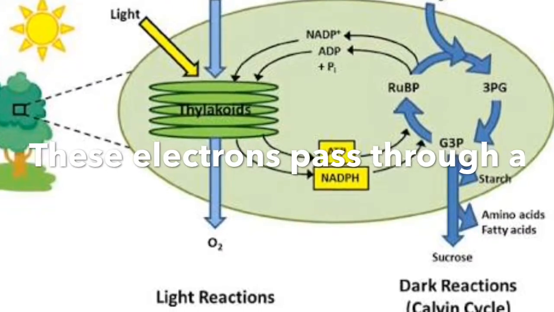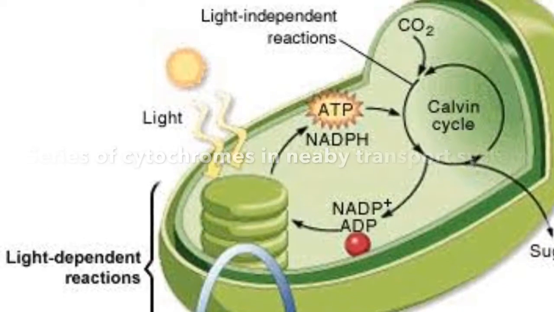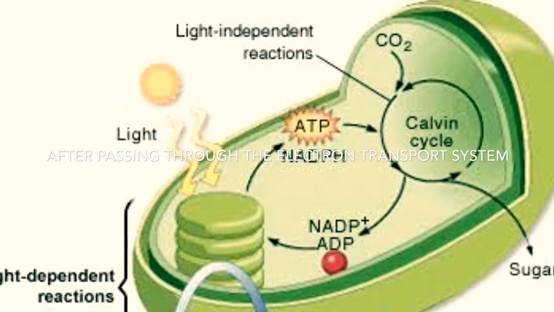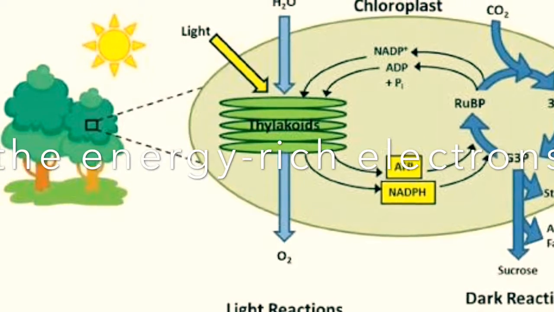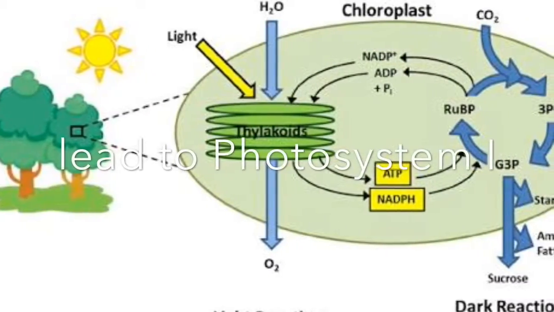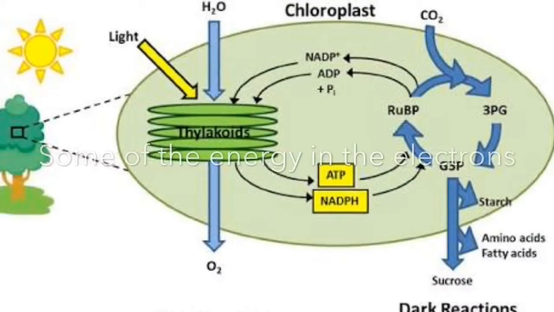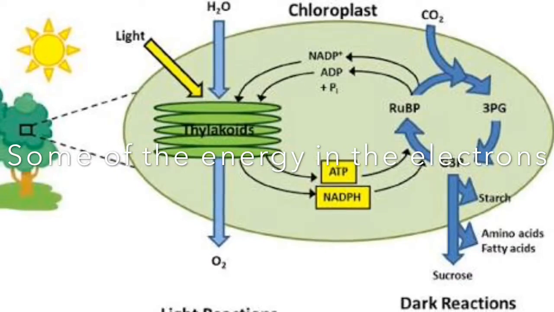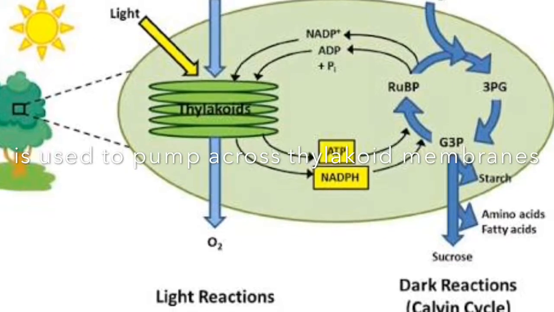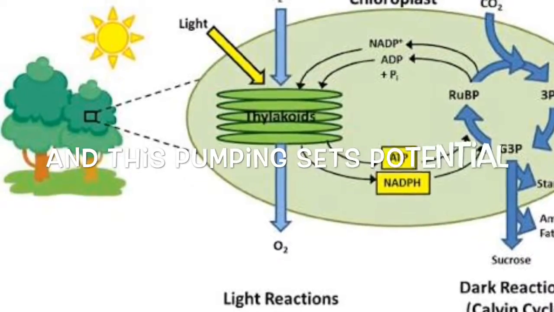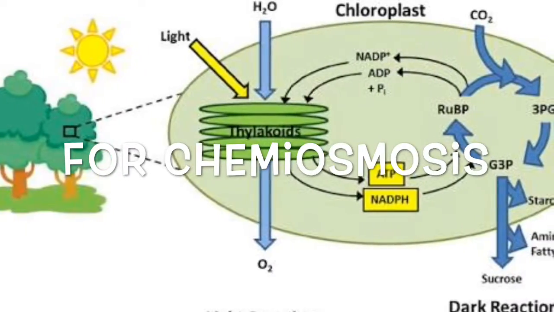These electrons pass through a series of cytochromes in the nearby transport system. After passing through the electron transport system, the energy-rich electrons lead to photosystem 1. Some of the energy in the electrons is used to pump protons across the thylakoid membranes. And this pumping sets the potential for chemiosmosis.